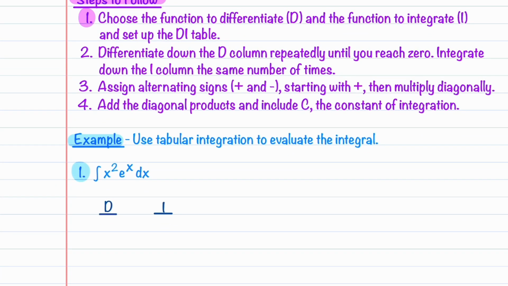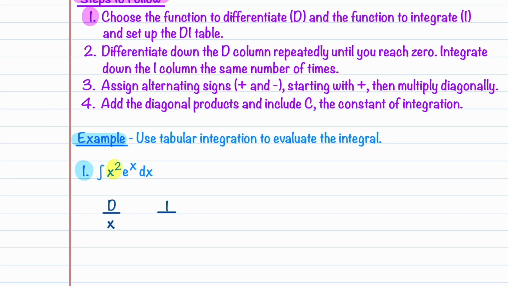I already set this table up, so what we have to do is to figure out which function we're going to differentiate. We're going to differentiate the x² because that will differentiate to 0. So we're going to put x² right under our d, and then under the I, you're going to put the function that's left over, and that is e to the x.